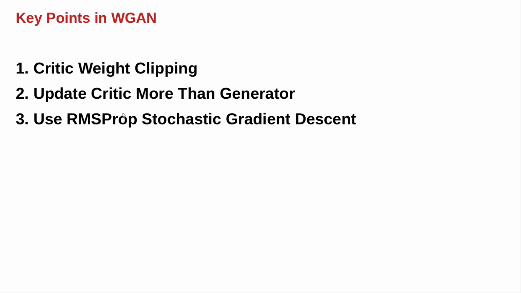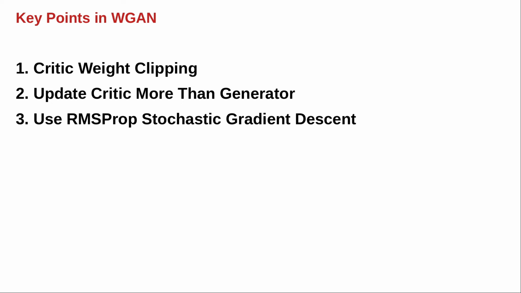Then the next point is updating the critic more than the generator. So this is in contrast to what we do in a regular GAN. For example, in DCGAN, the generator and the discriminator model must be updated in equal amounts. Specifically, the discriminator is updated with a half batch of real and half batch of fake samples each iteration, whereas the generator is updated with a single batch of generated samples.